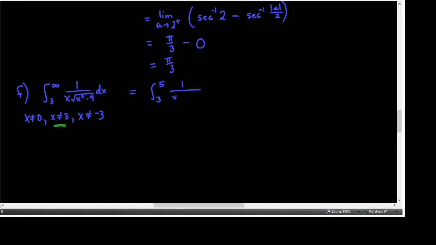But pick a number between 3 and positive infinity, like 5 or whatever number you happen to like today, and make this a definite integral from 3 to 5. Of course, it's improper because its lower bound is a discontinuity. And then we'll pick up at 5 and go to infinity. And of course, this one's improper because one of its bounds is infinite. So these are two different types of improper integrals.